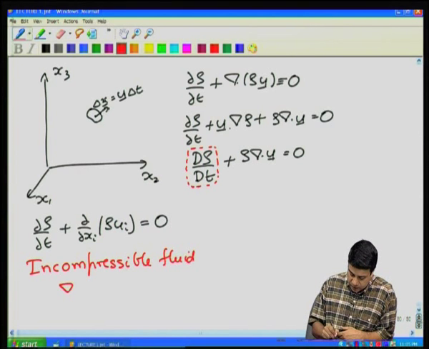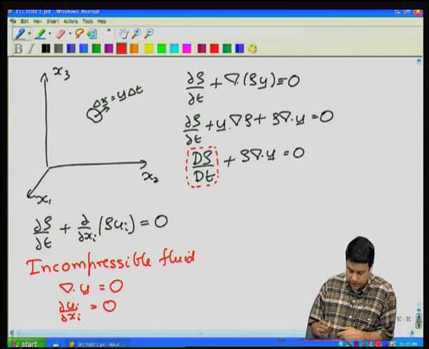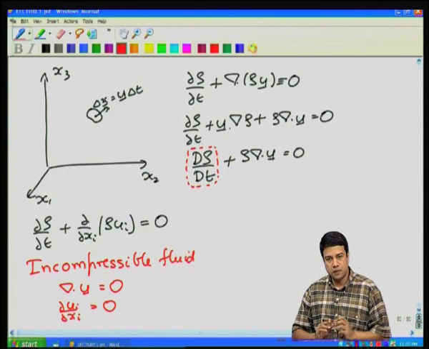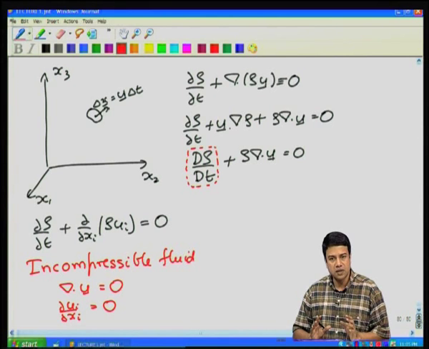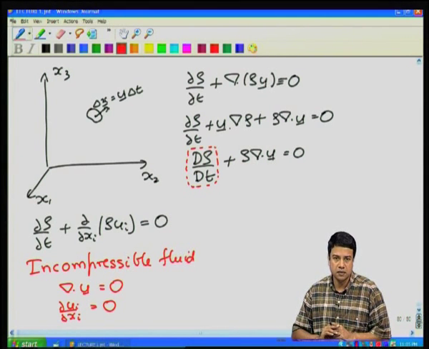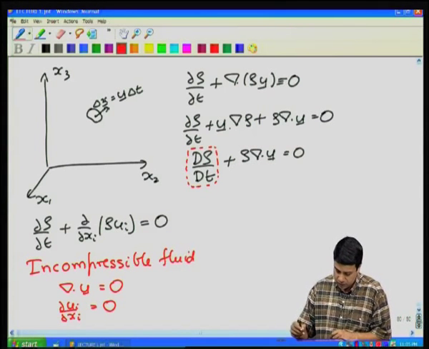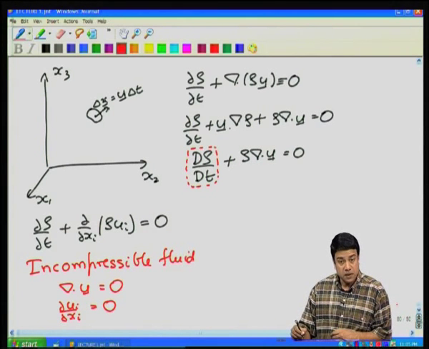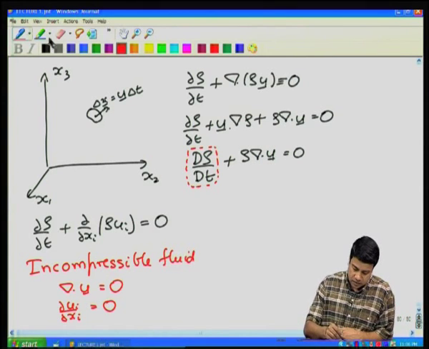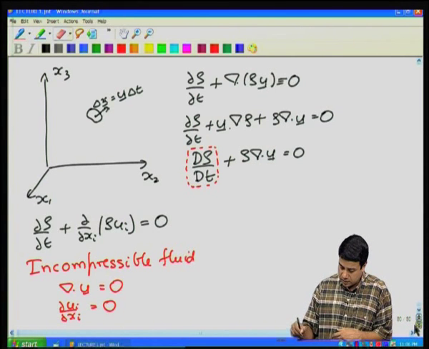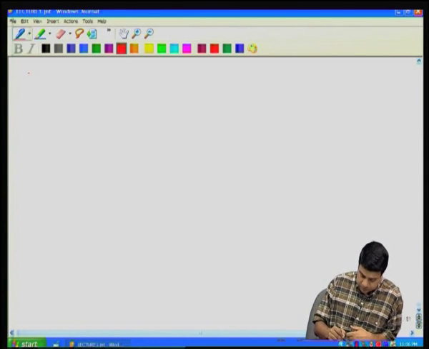you have the divergence of the velocity is equal to 0, or partial ui by partial xi is equal to 0. If you recall, we had defined the stream function in 2 dimensions for an incompressible fluid. Whenever divergence of a vector is equal to 0, it can always be written as the curl of some other vector, and we used that to define stream function in 2 dimensions. So, that is the mass conservation equation. Next, we will go on to the momentum conservation equation.